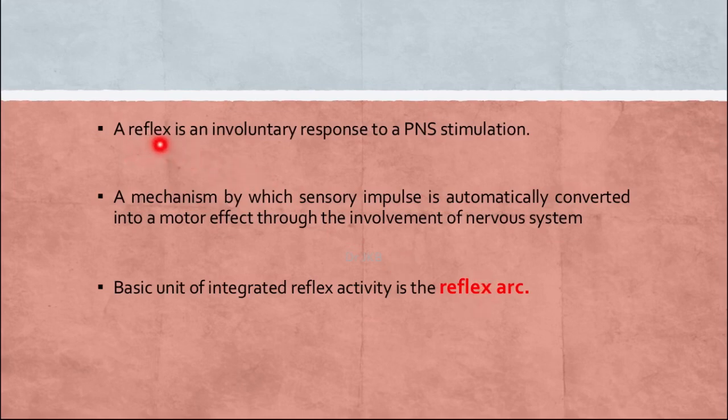If anybody asks you what a reflex is, define reflex. A reflex is an involuntary response to a peripheral nervous system stimulation, or we can say it is a mechanism by which a sensory impulse is automatically converted into a motor effect through the involvement of the nervous system. The basic unit of reflex activity is called a reflex arc.